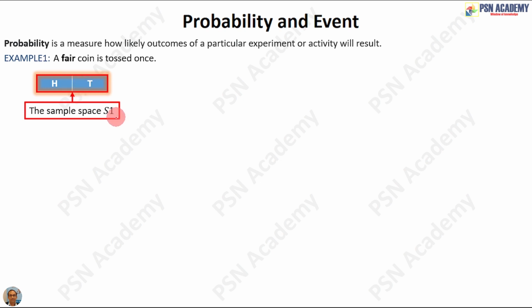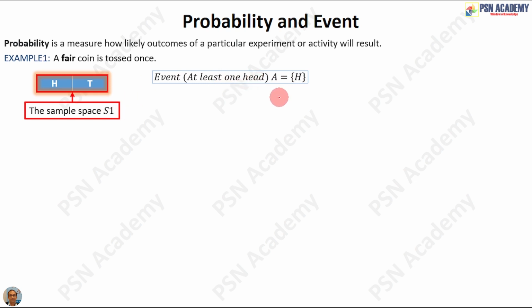Now, we are interested in at least one head coming up after this trial. Since one head is likely to come up because we are tossing the fair coin once, we have an event like this. That event is at least one head. We give the name A to the event, and it has one element inside, that is H. This A is also a set, and we can see that A is a subset of the sample space S1 because it takes its element from this sample space set.